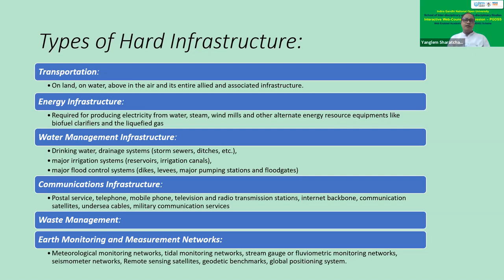Then early monitoring and measurement networks. That is very important because, you know, natural disasters are happening, man-made disasters are happening. So we have to be aware from time to time of what kind of weather condition, what possible climatic condition, what weather condition there may be in this month, and so on.